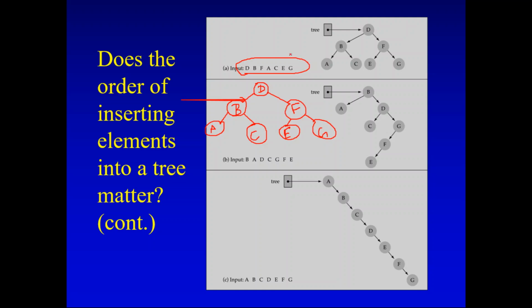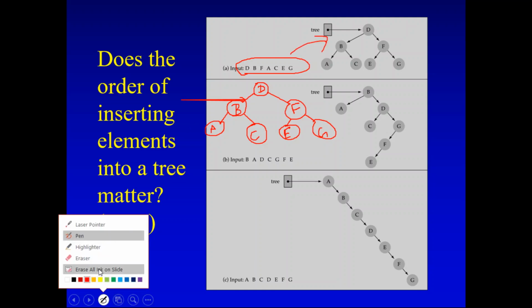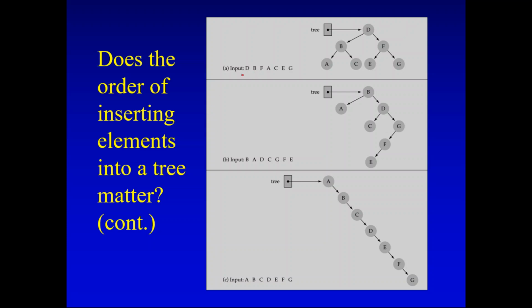Okay. So this is how you got this tree, right? When the input is in this order, you got a tree something like this. But if the input order is changed, if the values are the same but the order is changed, then you will get a tree something like this. Here the first element inserted is B. Then A is less than B, so it comes to the left of B. Then D is greater than B, so it comes to the right of B.